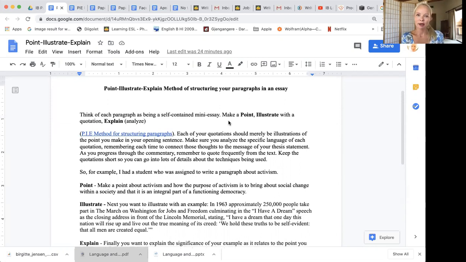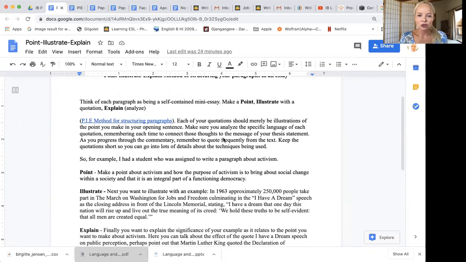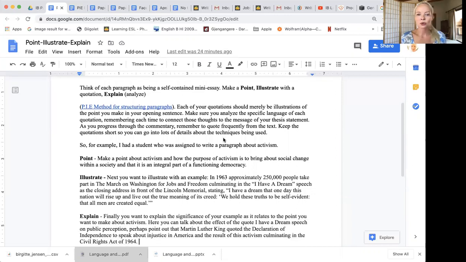So you want to think of each paragraph in your essay, if you have a longer essay, as a self-contained, kind of mini essay. You make a point, you illustrate with a quote or an example, and then you explain the significance of that quote or example to your point. So it's going to explain how it illustrates your point. You may want to use one or two quotes in your illustration of your point.